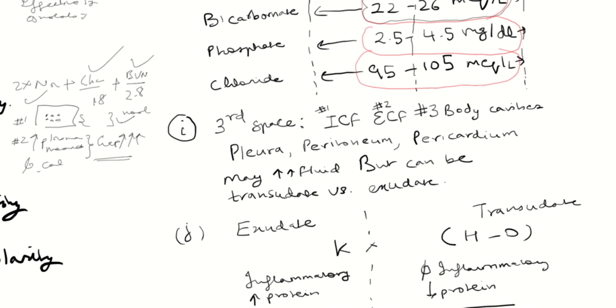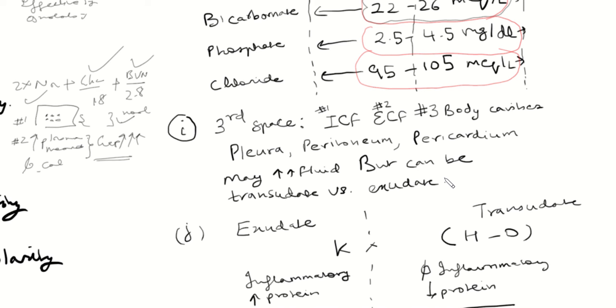So let's just talk about third space just real quick. So remember we had the intracellular space, we had the extracellular space. So those are two spaces. There's a third space, which is body cavities. These are cavities which are lined by membranes, and the membranes have spaces in them, and these are body cavities. So it's the pleural cavity, peritoneum, and pericardium. One may have increased fluid within those cavities, and this is where it becomes tricky.